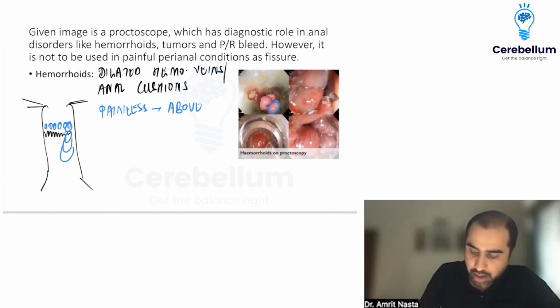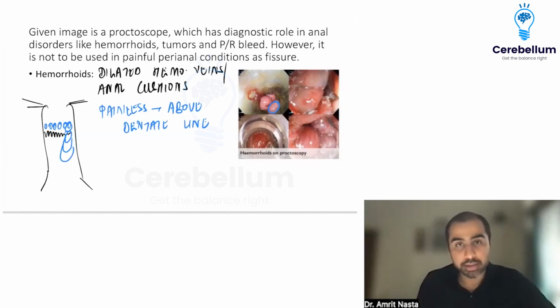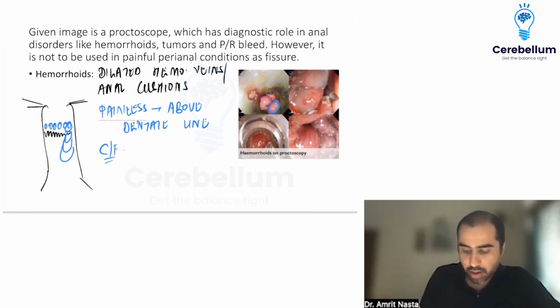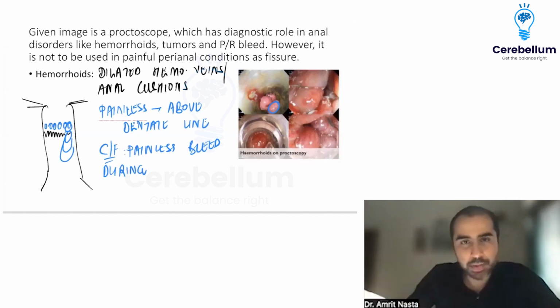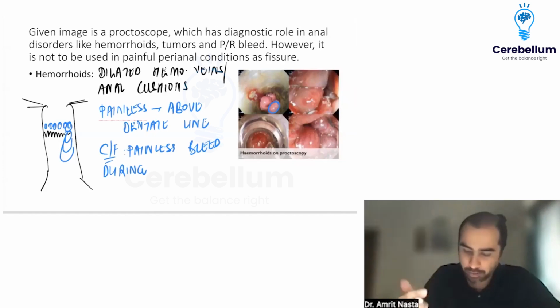You can see they are starting above the dentate line. Dentate line के ऊपर की area is painless. So because they start above the dentate line, they are painless, and typically the person will present with painless bleeding during defecation. So he will say, when I sit in the toilet while passing motion or little while after passing motion, few drops of blood fall.